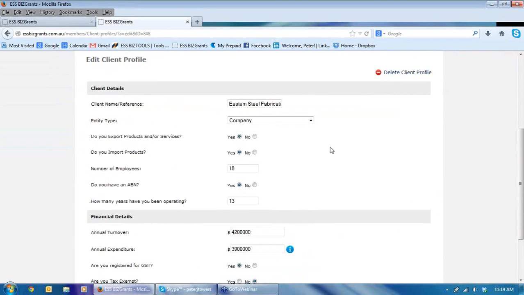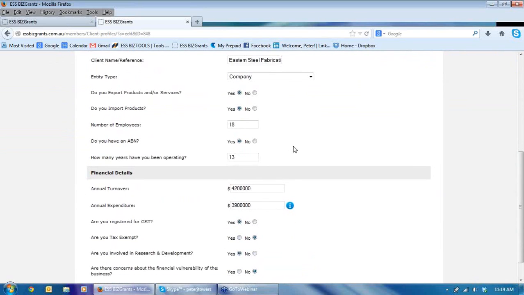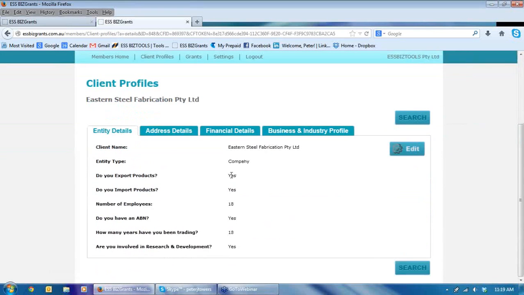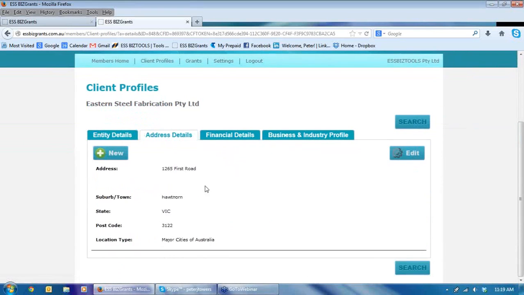This one we called the company Eastern Steel Fabrication. We said it was a company. They export, they import, 18 employees. They've been in business for 13 years, 4.2 million turnover, and they do some research and development. We've already inserted their address details, and we decided in recognition of Hawthorn winning the AFL flag, we'd make it in Hawthorn. When you enter the postcode, the system will decide the location type.